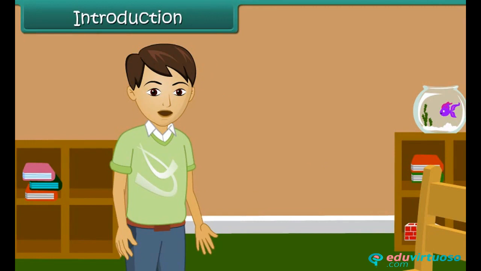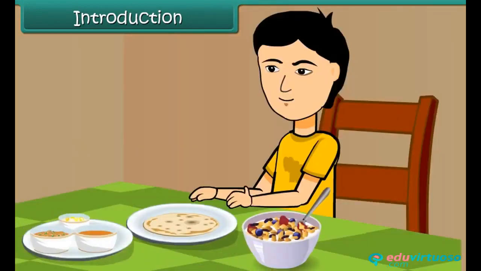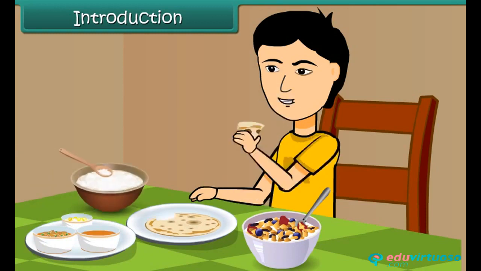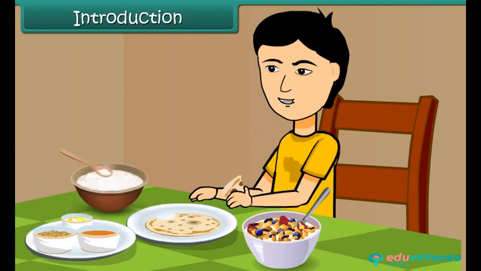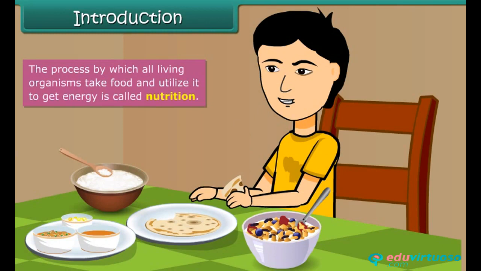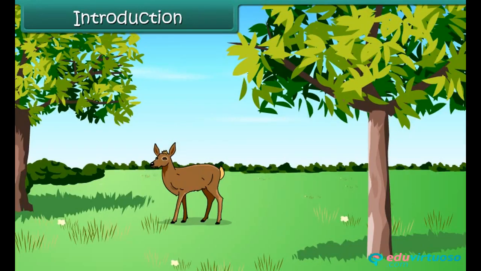energy for performing various daily activities. We get this energy from the food that we eat. So we can say that nutrition is a process by which all living organisms take food and utilize it to get energy. Both animals and plants are living organisms.